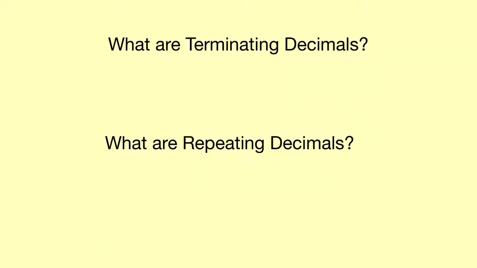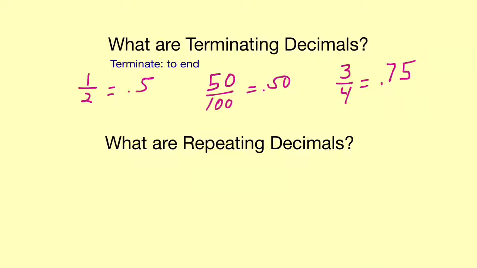We have 2 kinds of decimals that we think about quite a bit. One is terminating and one is repeating. So what are they? Well, terminate means to end, and a terminating decimal ends. For example, 1/2 equals 0.5. It's not 0.5 and something else, it's just 0.5. 3/4 is equal to 0.75. Those are all terminating decimals.